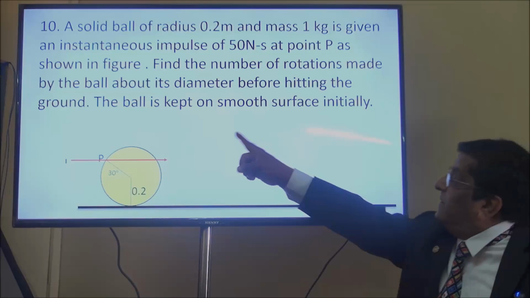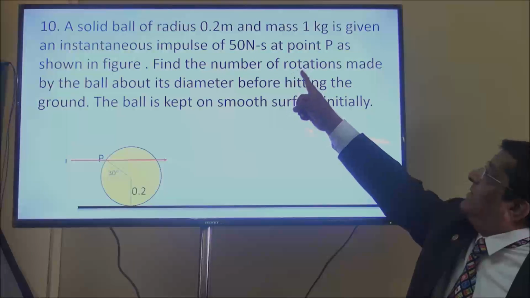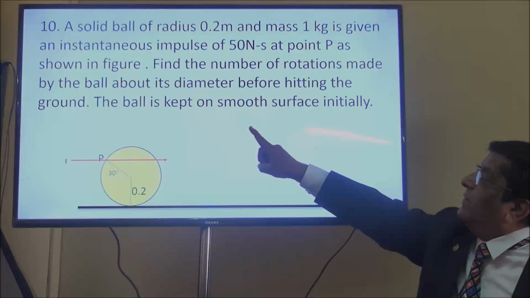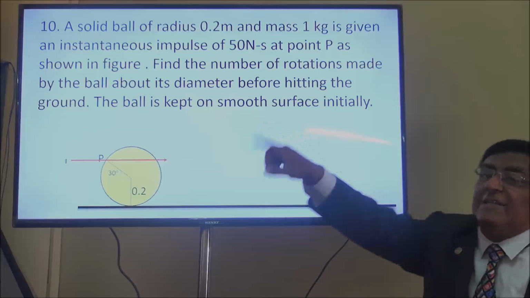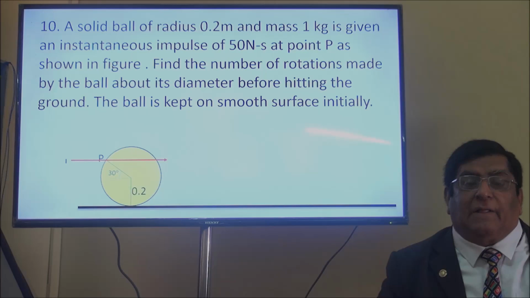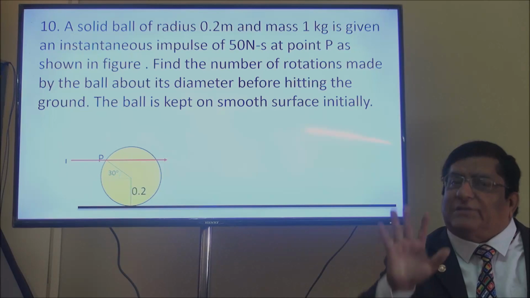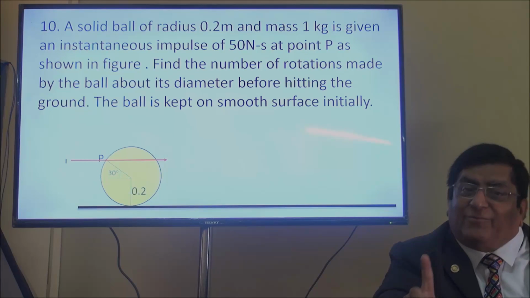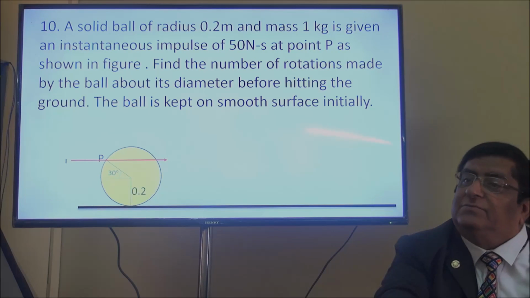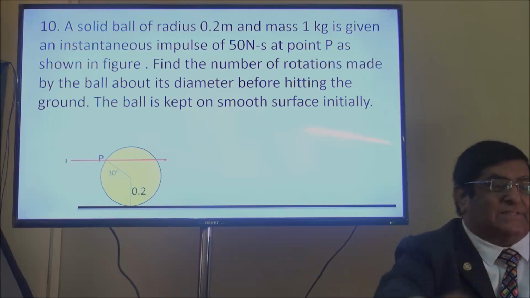Now they say the ball is kept on the smooth ground initially, and find the number of rotations made by the ball about its diameter before hitting the ground. Before hitting the ground means what? It is already on the ground. What does that mean, before hitting the ground? A ball is on the ground, then how will it hit the ground? First it has to rise and leap.